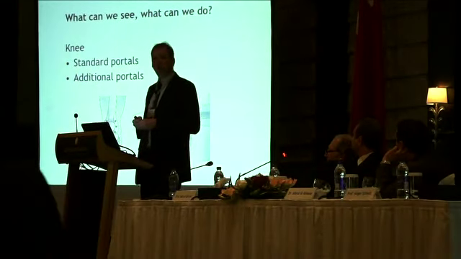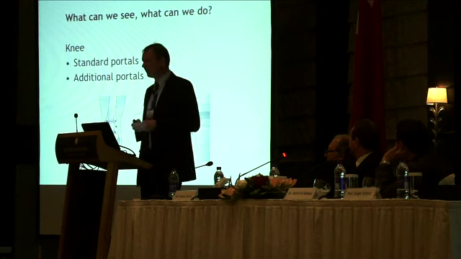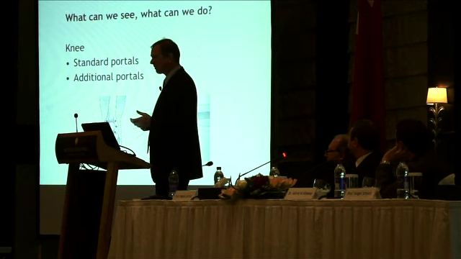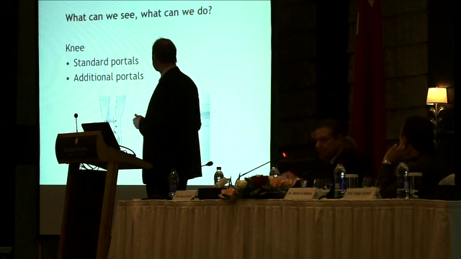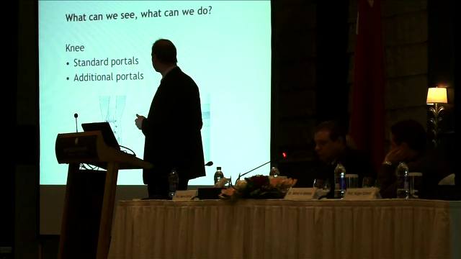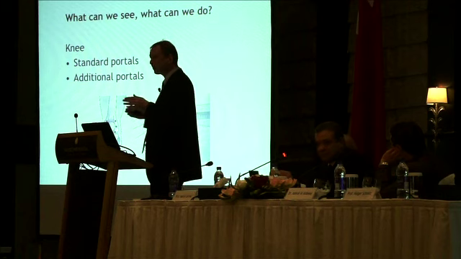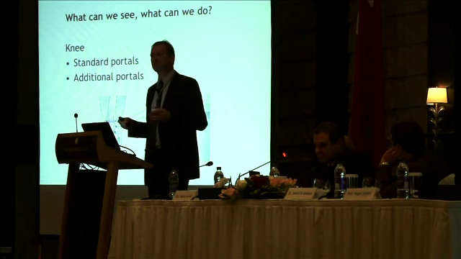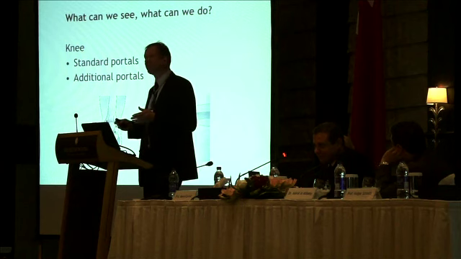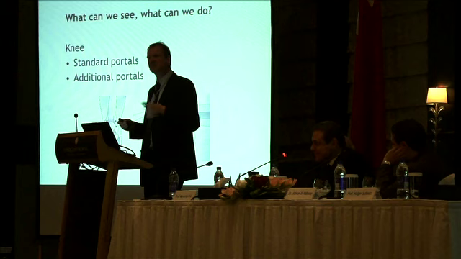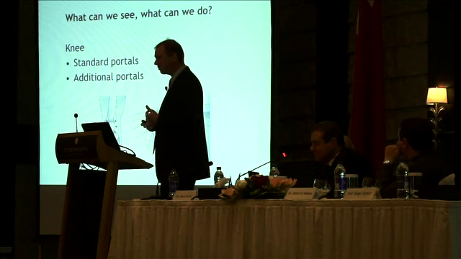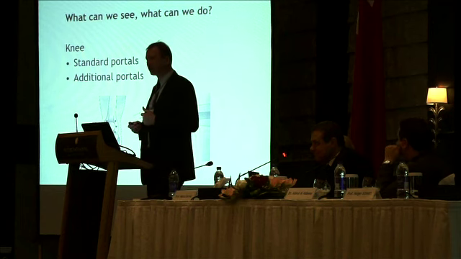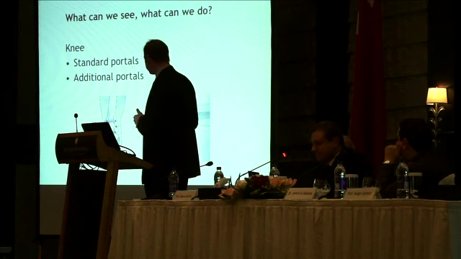What can we see? What can we do? First of all, the knee. In the normal arthroscopic field, we have some standard portals. You can see them here. Here's the patellar tendon, an anteromedial and anterolateral approach to the knee. With these two approaches, you can treat 95% of all patients with meniscal problems, cartilage problems, ligament problems. But if you want to do a total synovectomy of a knee joint, you need additional approaches.